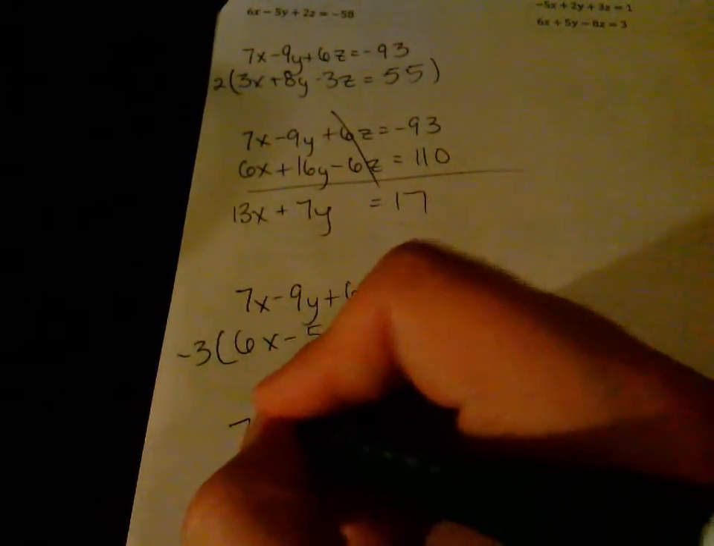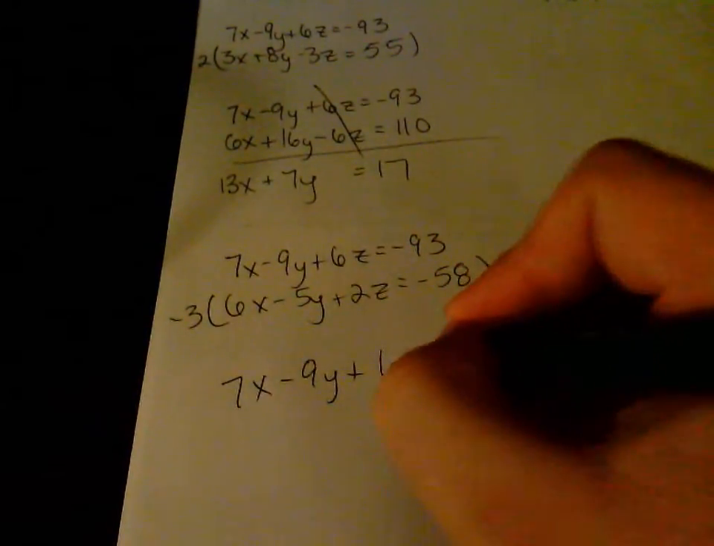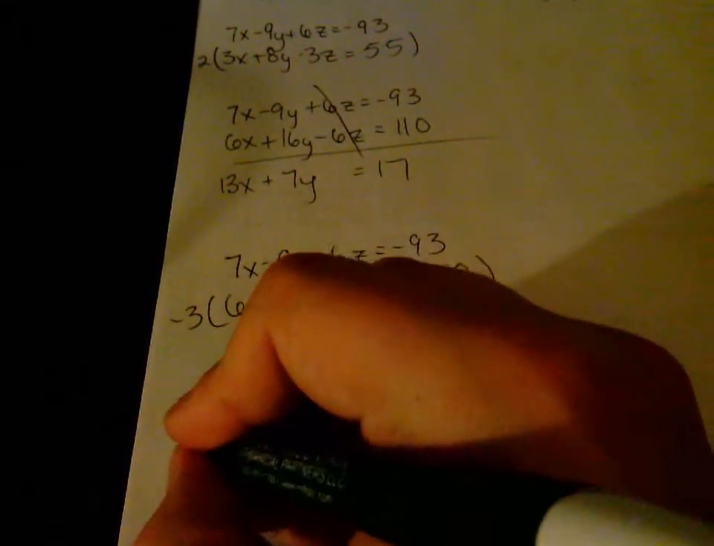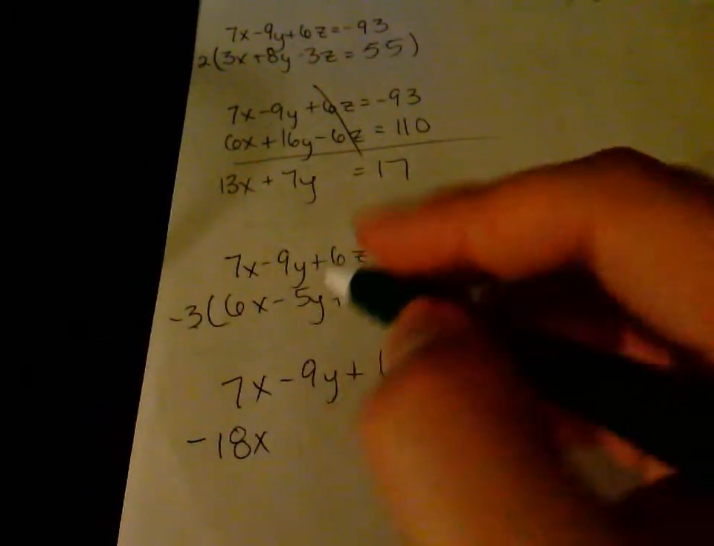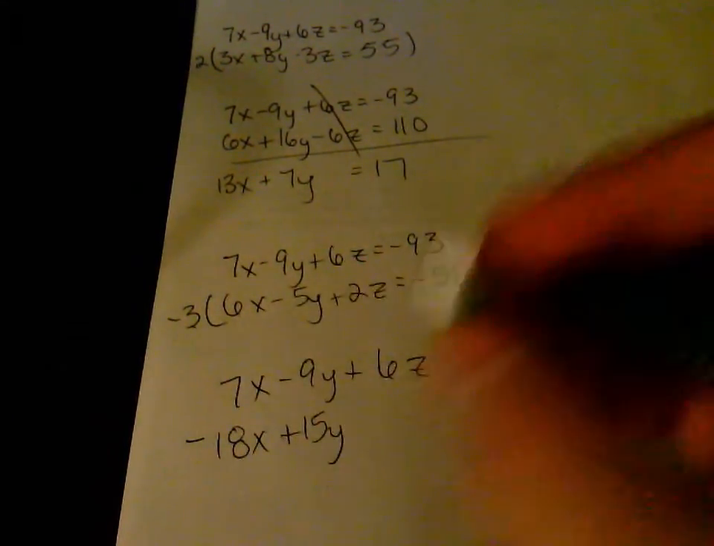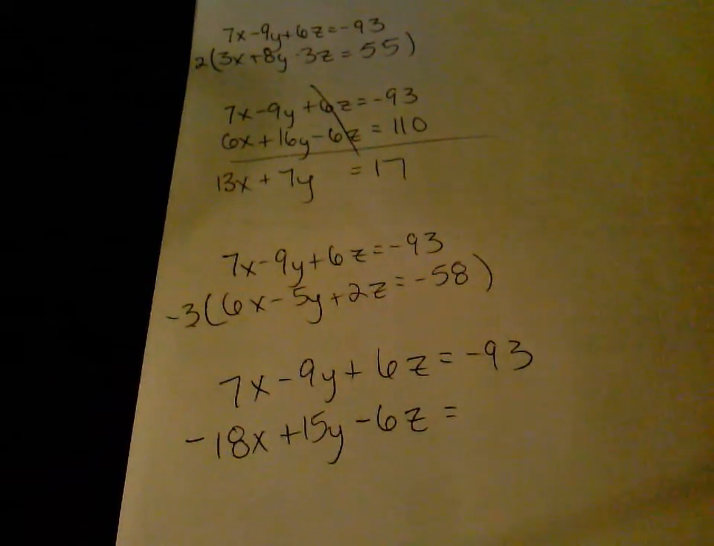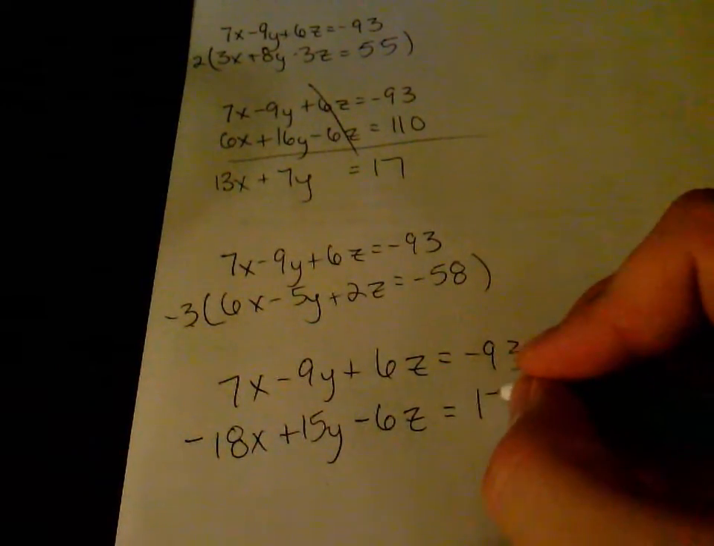So I'm going to rewrite 7x minus 9y plus 6z. And then we're going to distribute this. I'm going to give it negative 18x. This is going to be negative times negative, which is the positive 15y. Negative times positive is negative 6z, just what we wanted. And then finally, this would be 174.